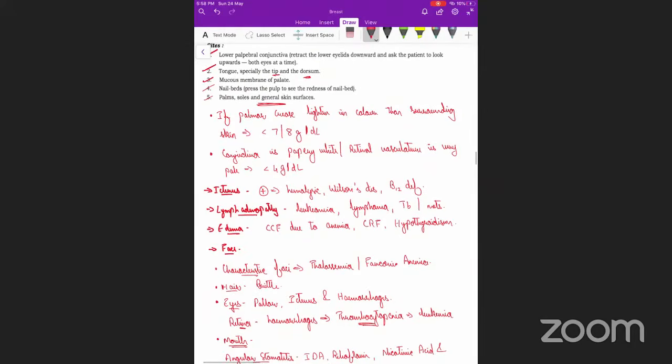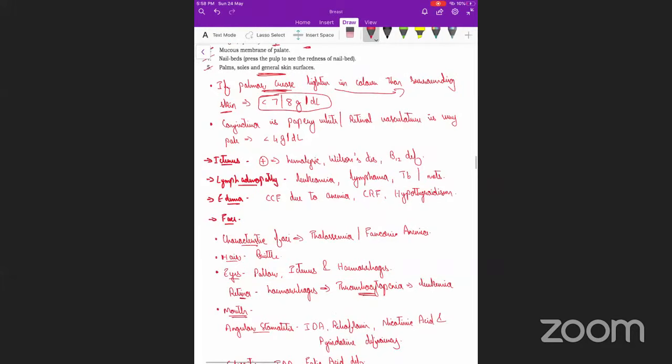Then based on the palmar crease, if it is lighter in color than the surrounding skin, we can tell the hemoglobin is less than 7 or 8 grams per deciliter. Then if the conjunctiva is papery white, or if the retinal vasculature is very pale, then we can tell that it is less than 4 grams per deciliter.